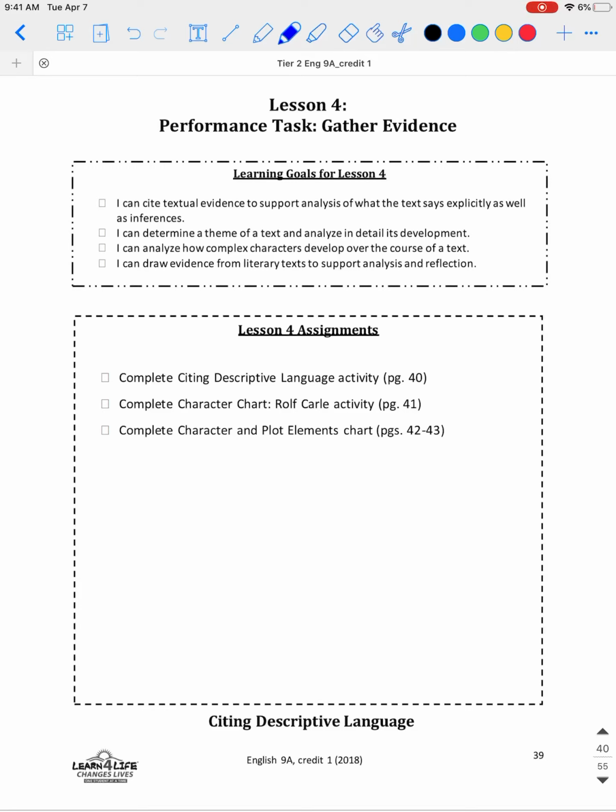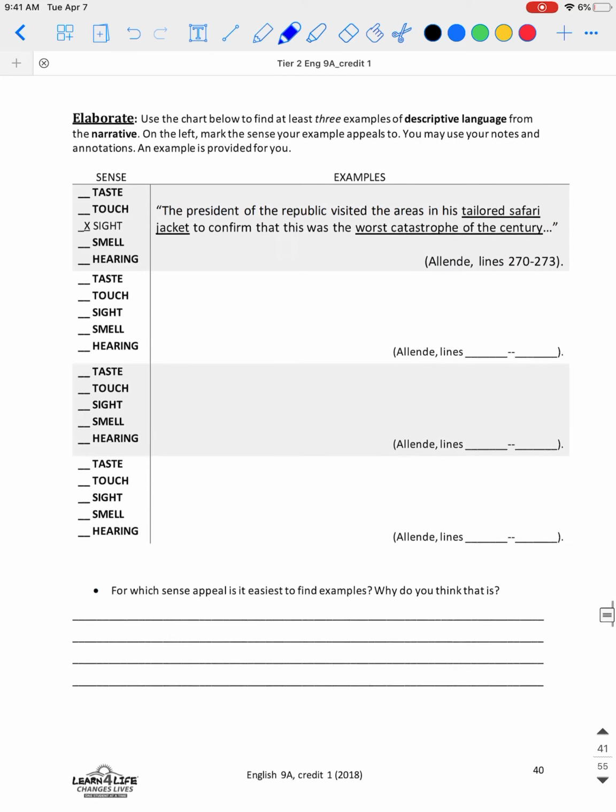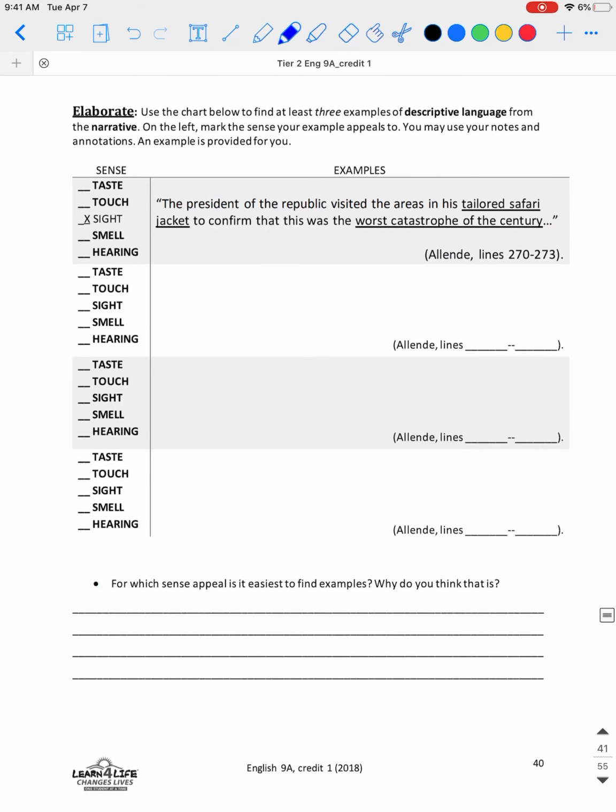Hi, this is English 9A, Credit 1, Lesson 4. This is the part of your packet where you're going to start to gather evidence for your performance task. So you're going to use the chart below to find at least 3 examples of descriptive language from the narrative.